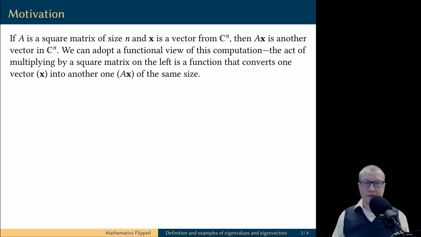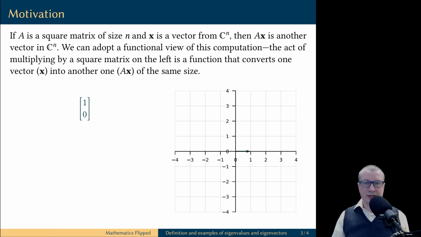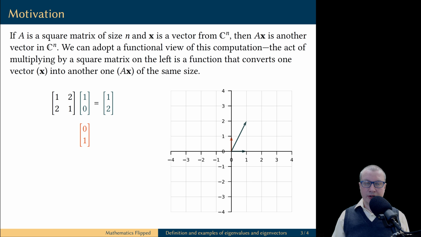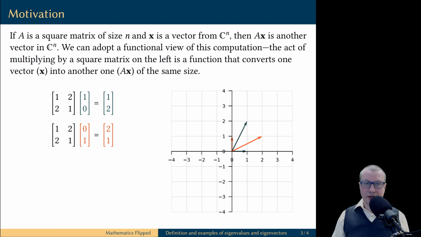Let's look at some examples of this function, and we will adopt both algebraic and geometric interpretation in parallel. For example, we can take the standard unit vector (1, 0) and multiply this vector on the left by the matrix [1, 2; 2, 1]. This results in a new column vector of size 2, and as you see, it has a different direction and different magnitude compared to the original vector. Let's take the second standard unit vector (0, 1) and again multiply this vector on the left by the same matrix. The result of this product is a new vector which again has a different direction and different magnitude compared to the original vector.